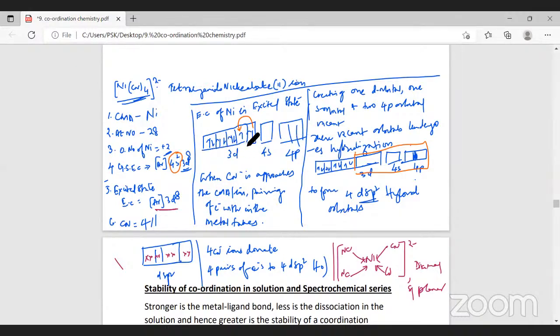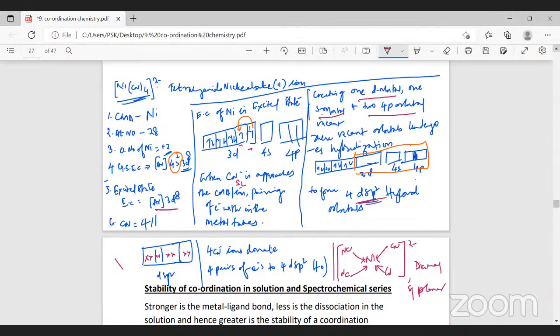Now, this is the electronic configuration of nickel in the excited state. But when cyanide ion approaches, it's a strong ligand, remember, strong ligand. When cyanide ion approaches the central metal, what happens? Pairing takes place. And this d orbital becomes empty. That is what here we have shown. And already 4s is there, which is vacant. And also we have 4p, which is also vacant. Now what happens is creating one d orbital, one s orbital, and two p orbitals. These 4 orbitals undergo hybridization to form 4 dsp2 hybrid orbitals.